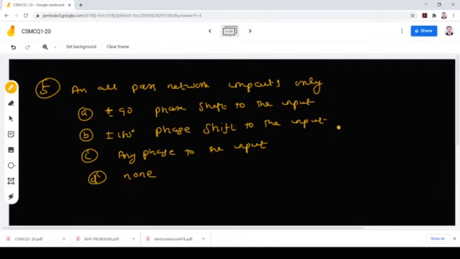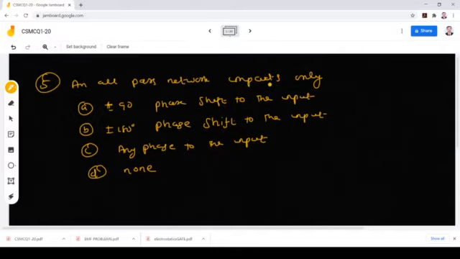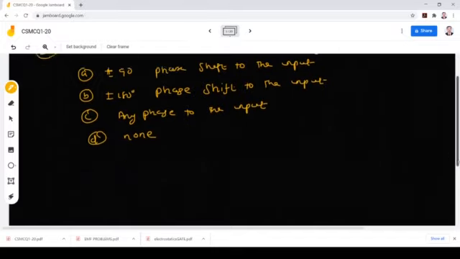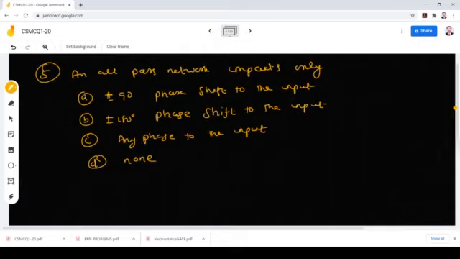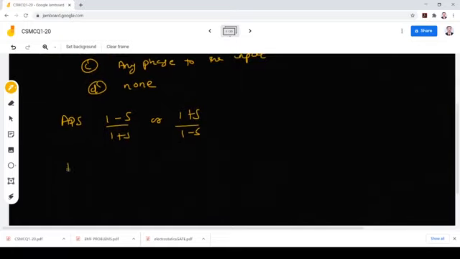All pass network impacts only. So they are talking about all pass network. So what will it impact: plus or minus 90-degree phase shift to the input, plus or minus 180-degree phase shift to the input, any phase to the input, or none. So let us see. We know all pass system is given by 1 minus s divided by 1 plus s, or 1 plus s divided by 1 minus s. Okay, so first we take 1 minus s divided by 1 plus s. So it is talking about phase, so I convert into omega value.